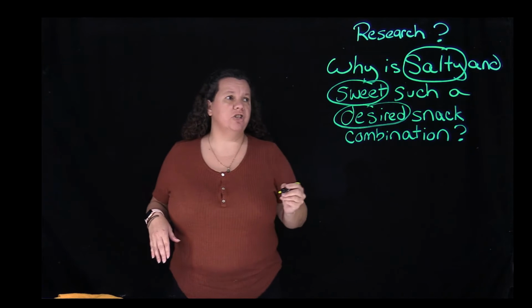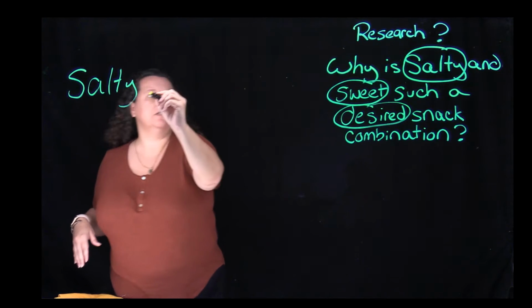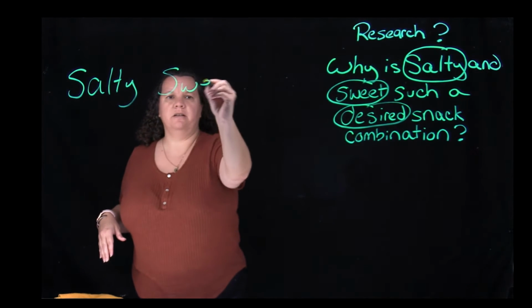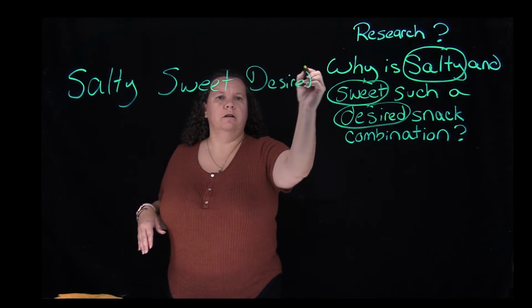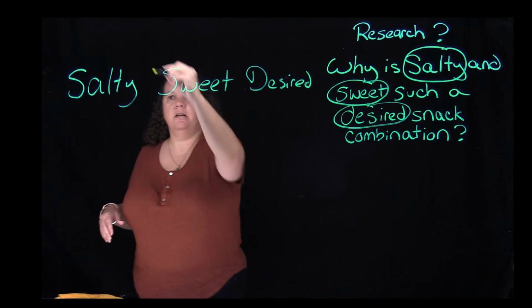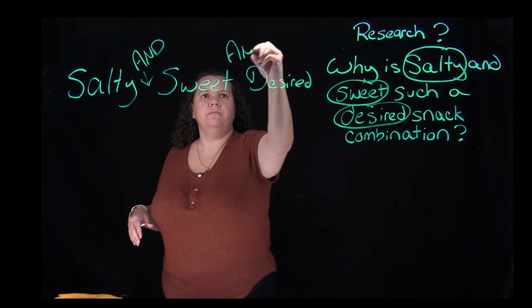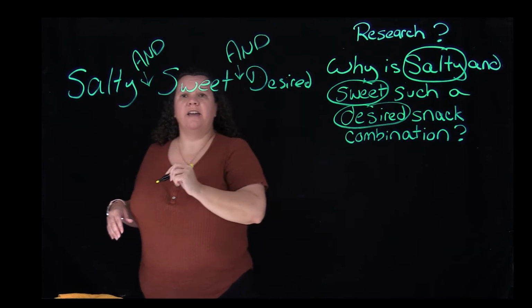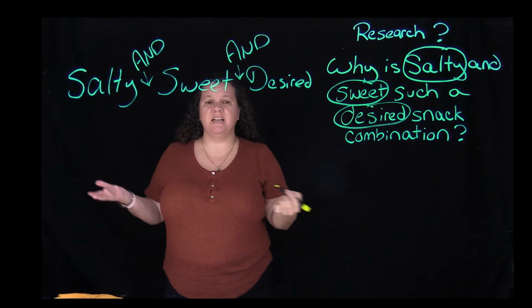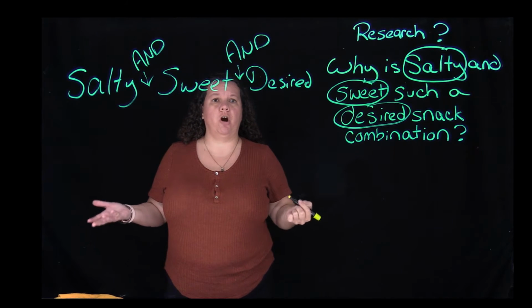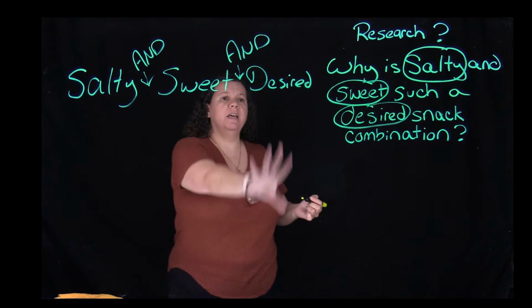So just like on our sheet, we're going to write our words out that we've circled. So here's salty, here's sweet, here's desired. Remember that in between the columns, there's an and. And now we're going to think of synonyms or words that have a similar meaning as these words, or words that further our concept. And in between each of those, anything that's in the same column is going to have an or.